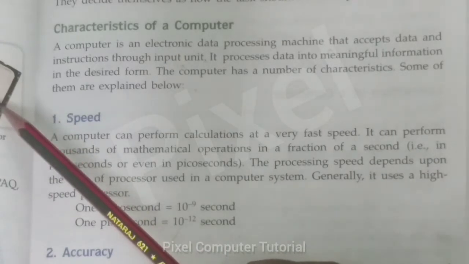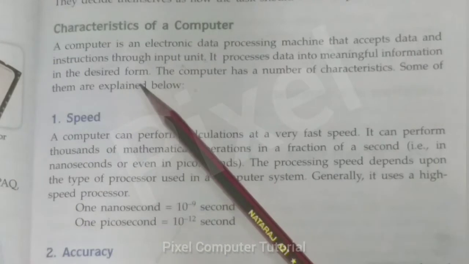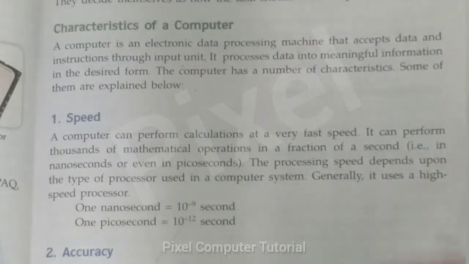Okay, so this processor takes all the information, processes the information, and then sends it to the memory, and then gives that information to the output device, which is your monitor or a printer or any of those devices there. Okay, so that is the characteristics of a computer.